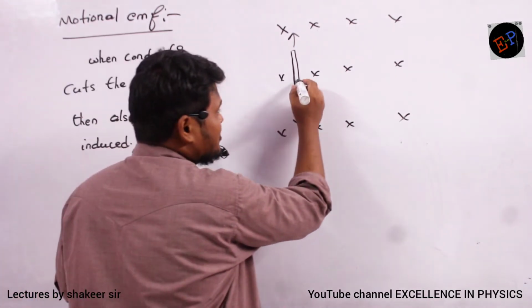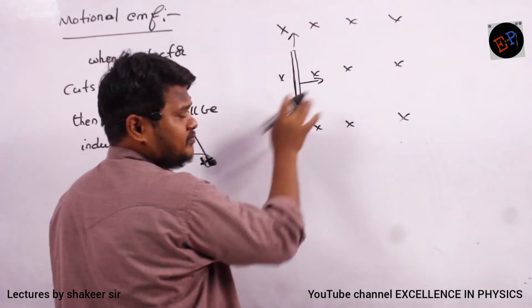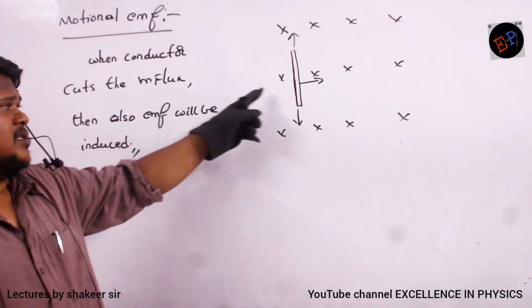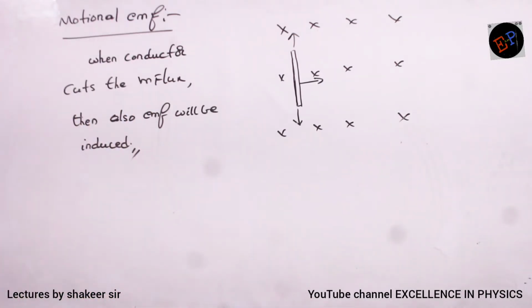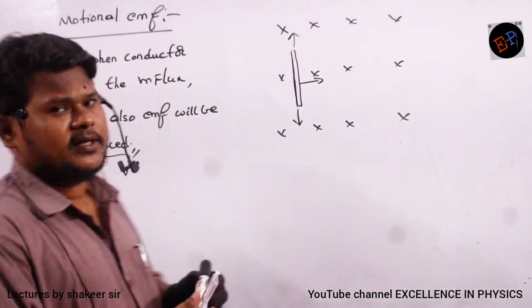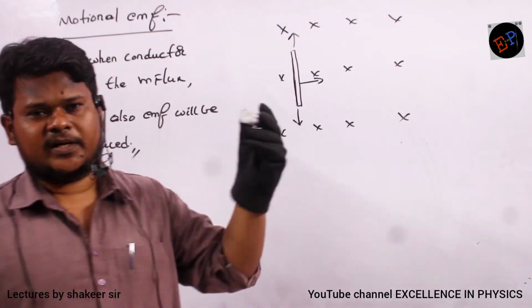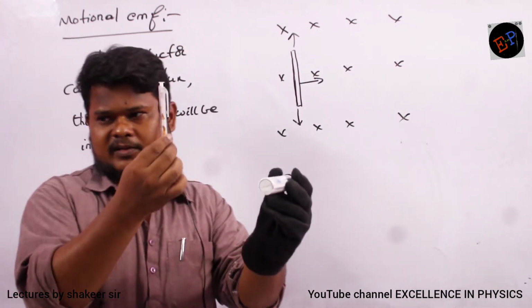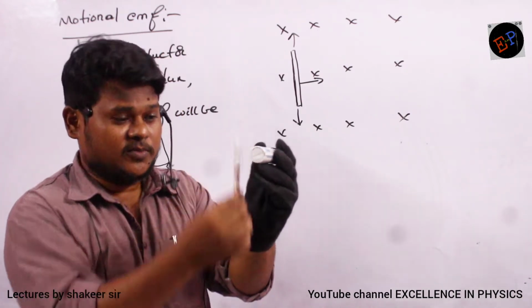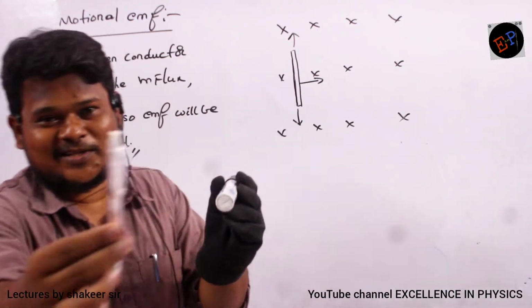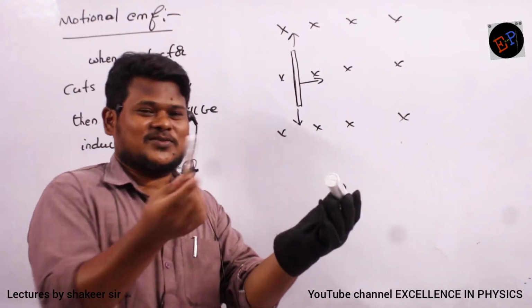So if I move this conductor in this direction, clear? Then this conductor will cut the magnetic lines of force. Are you able to understand? See here, what is the direction of magnetic lines? They are like this, perpendicular and inside the board. This is my conductor. So if I move like this, I cannot cut this line. If I move inside also, I cannot cut.